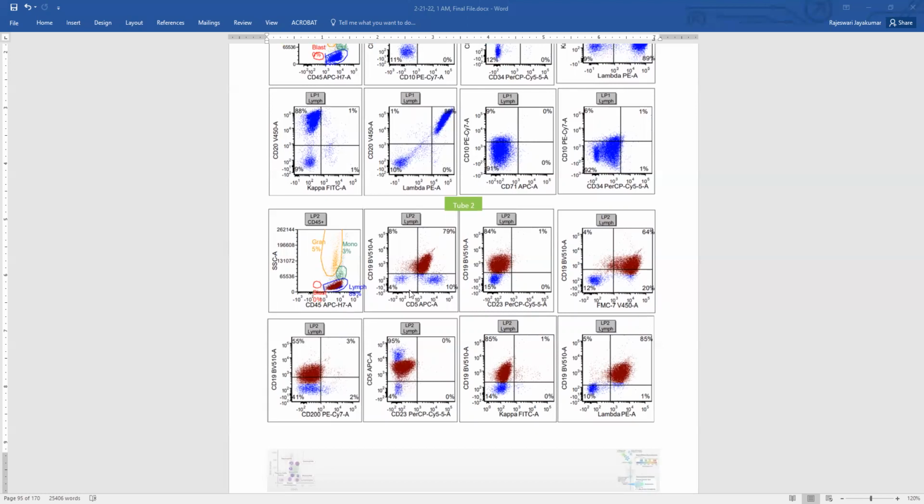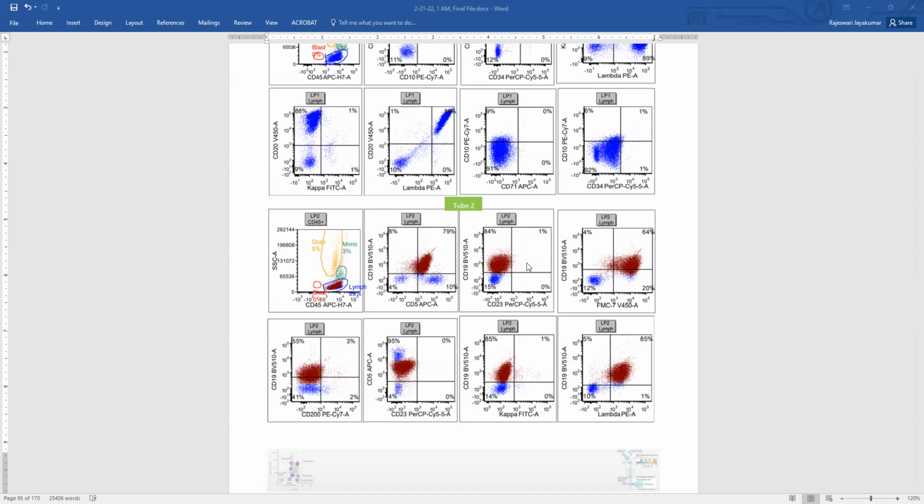Now here in CD19 versus CD5, we see a population of lymphocytes that are blue, that are negative for CD19 and positive for CD5. So those are your T cells. And there are cells that are negative for both CD5 and CD19. So those are also in the lymphocyte gate, so possibly those are NK cells. Now the CD19 positive B cells normally are negative for CD5, but here we see that they are all positive for CD5. So we now have a CD5 positive B cell neoplasm.